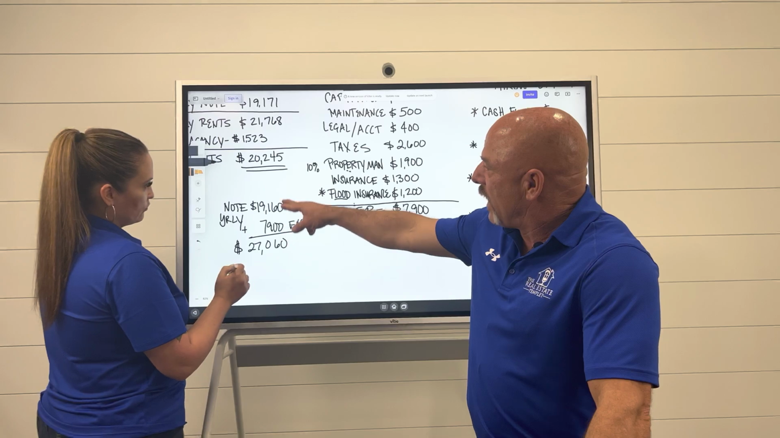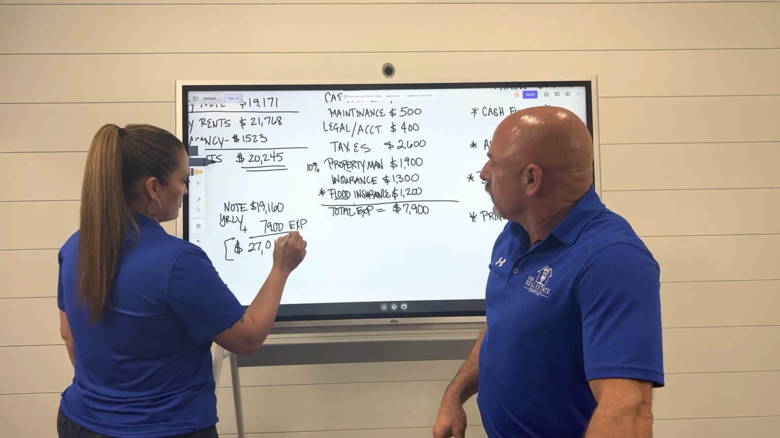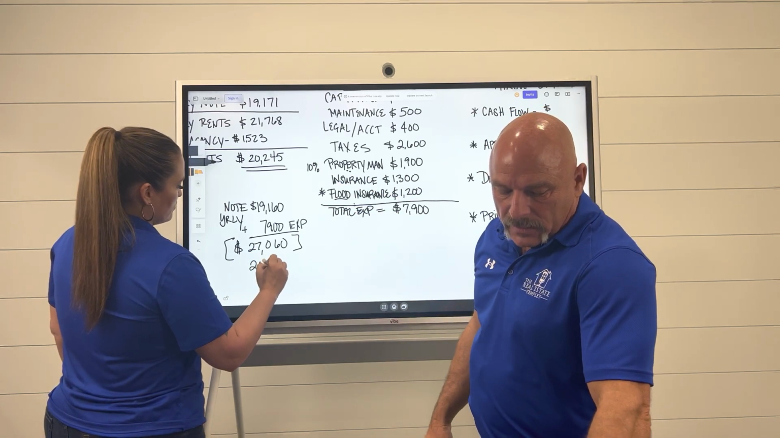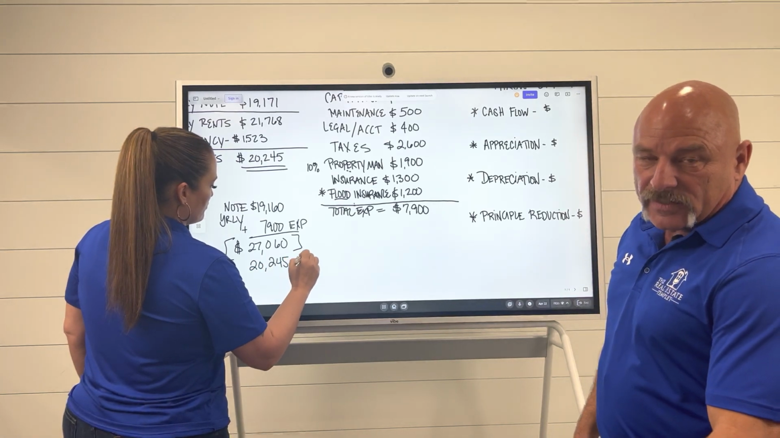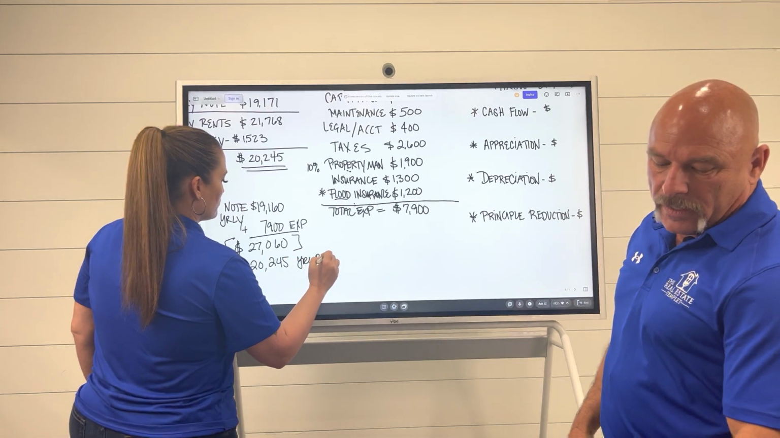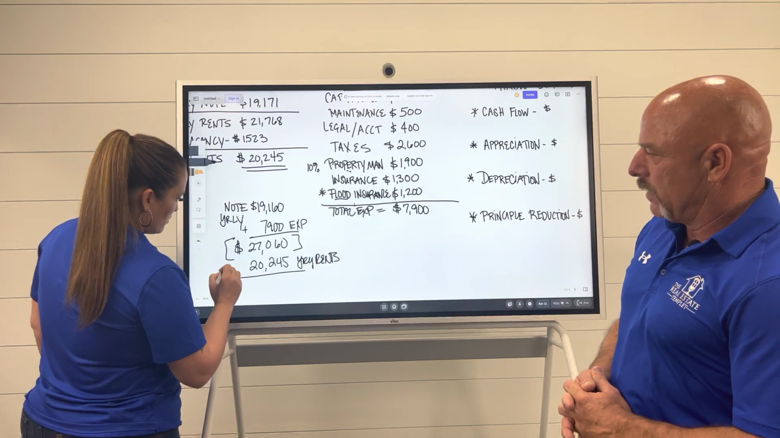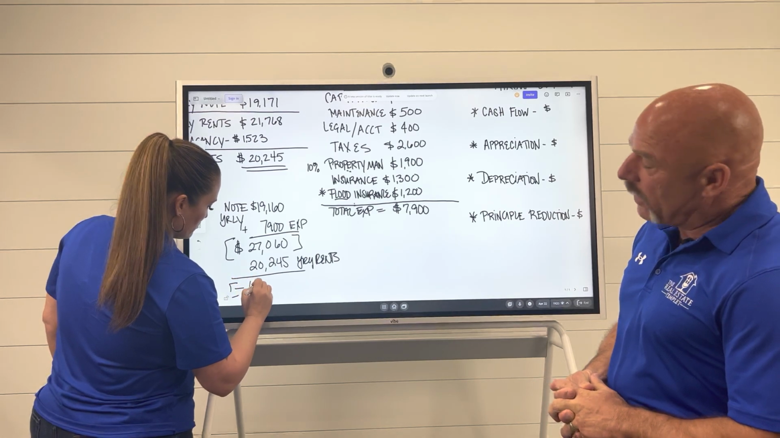So subtract the $27,060 from the rents. Just put that in brackets or something to show it as a negative. So that's a negative. And then the $20,245. That tells me we're going to have a negative $6,815 cash flow. What was it again? Negative $6,815.